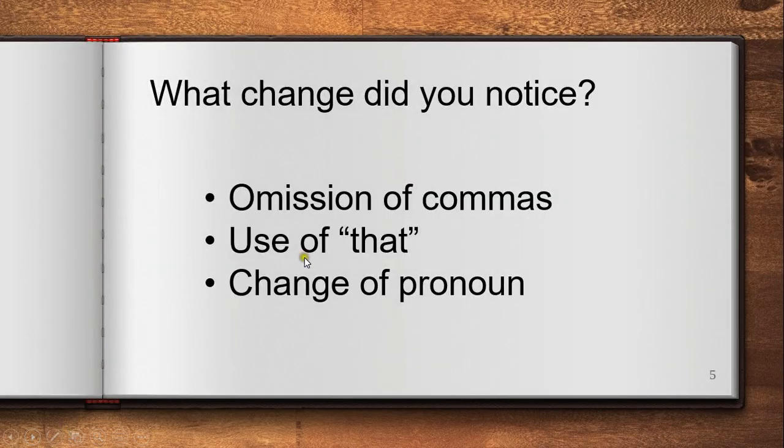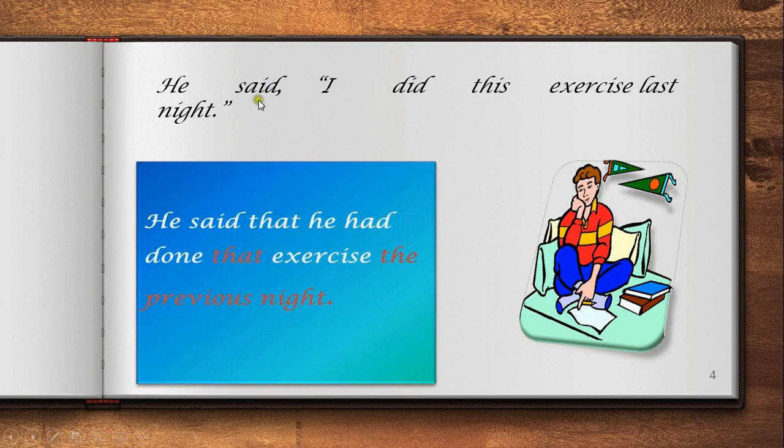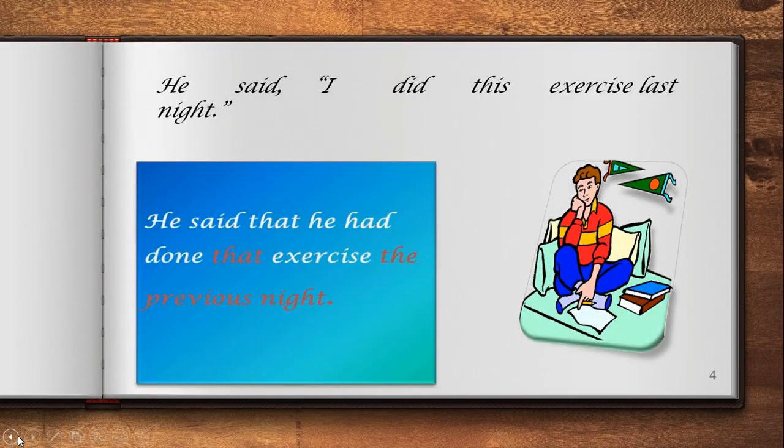The second one, use of that. Look at this. In here, there is no that, but in here, there is that, right? That's the second one. The third one, change of pronouns. Let's take a look. The pronoun in here is I, but when you change it, it becomes he. That's the basic information about direct and indirect speech.